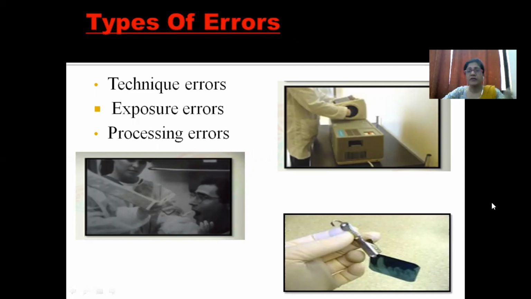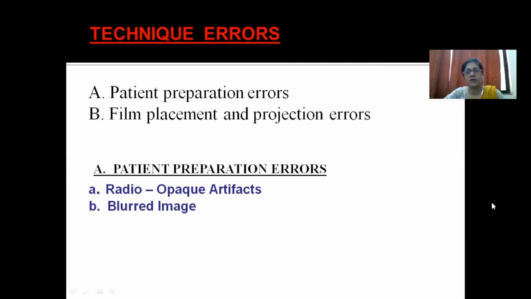Now, there are different stages of an IOPA radiograph, from technique to the processing, and so the error can occur at any of these stages. Any problem, any error, any discrepancy will appear in the resultant radiograph. Now, what are these technique errors? Like patient preparation error or film placement or projection error. In patient preparation, there are radiopaque artifacts or blurred image.